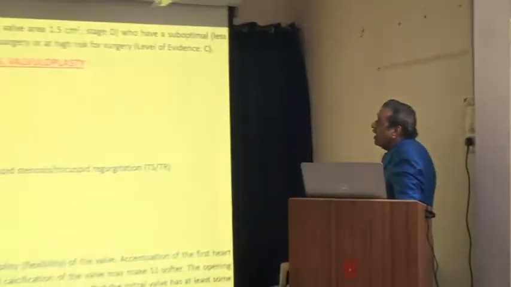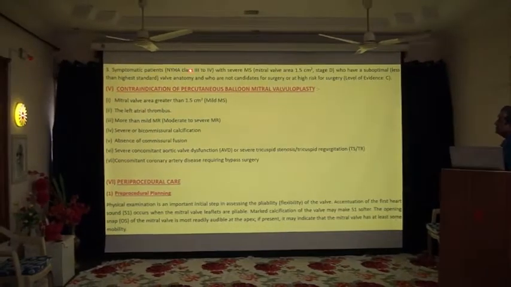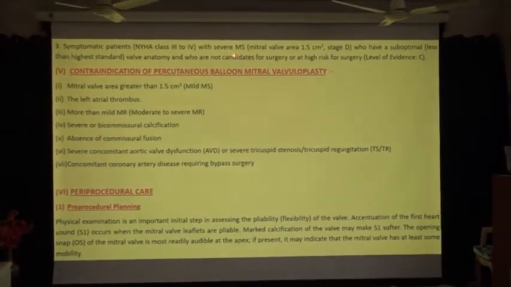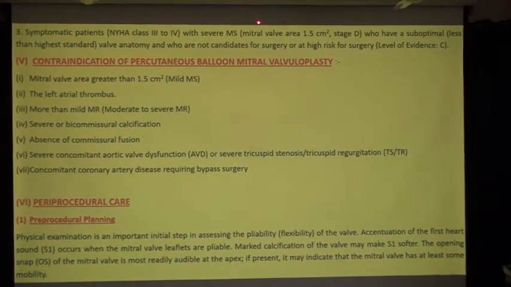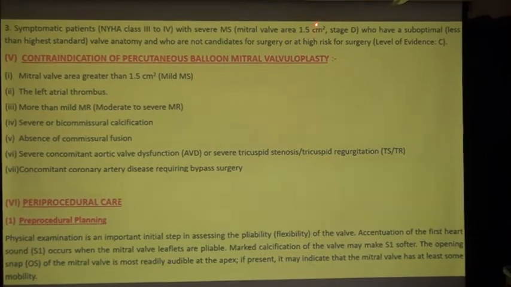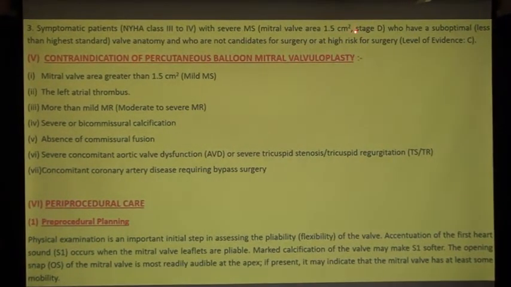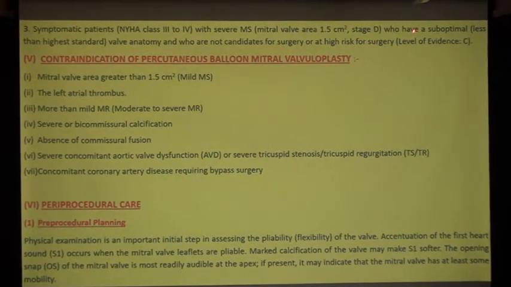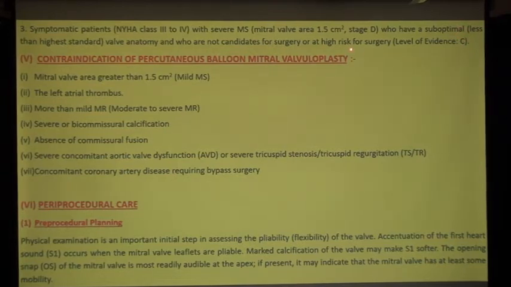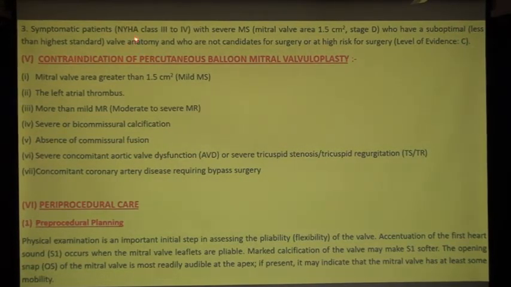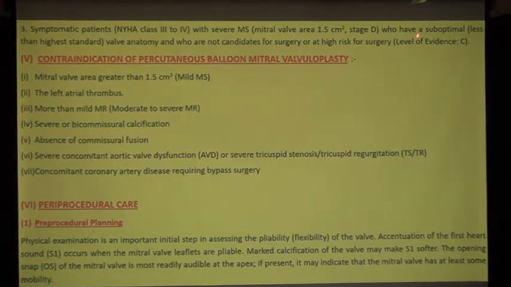Then the third indication, symptomatic patients, New York Heart Association class 3 or 4 with severe mitral stenosis, mitral valve area 1.5 centimeter square, meaning stage D of mitral stenosis, who have a suboptimal, meaning less than highest standard, valve anatomy and who are not candidates for surgery or at high risk for surgery, we recommend, meaning this is level of evidence C.